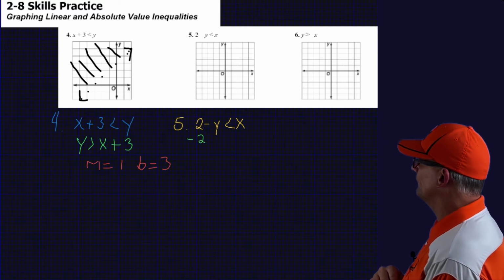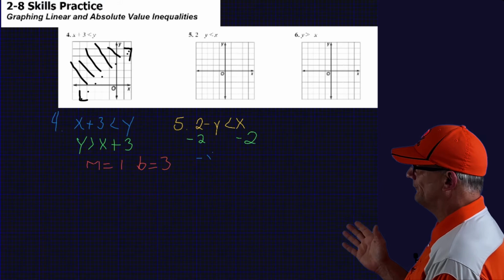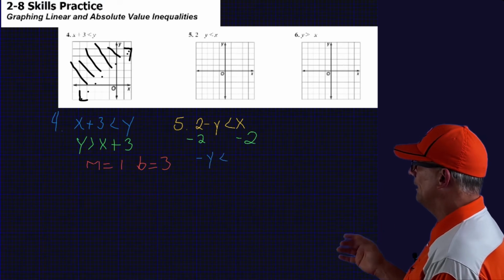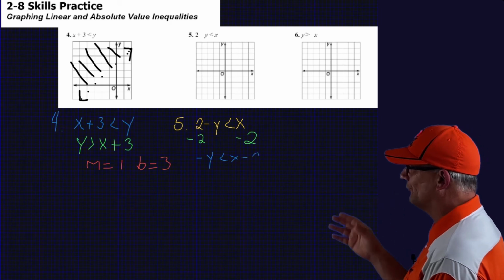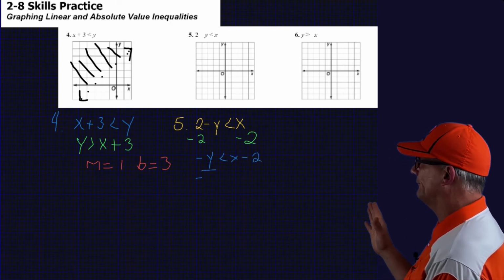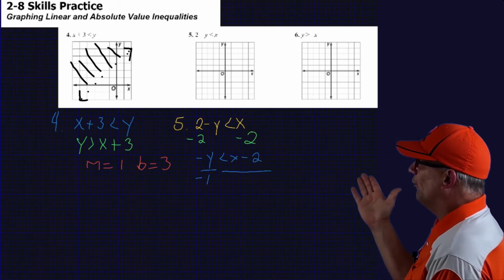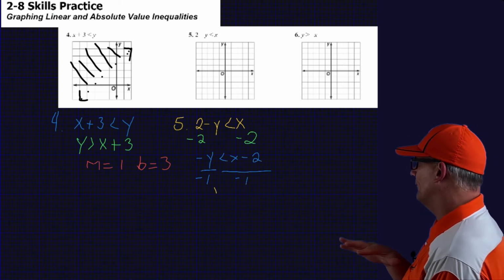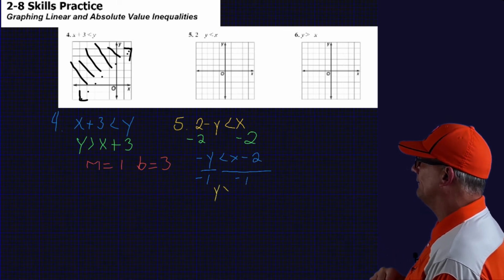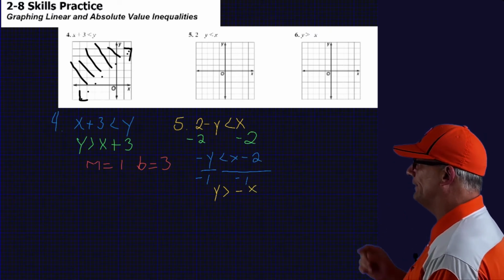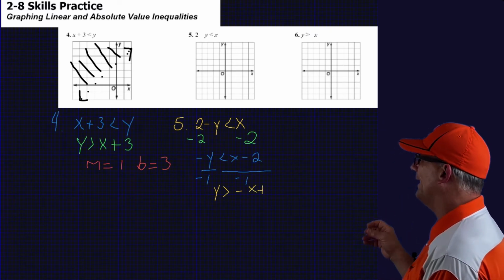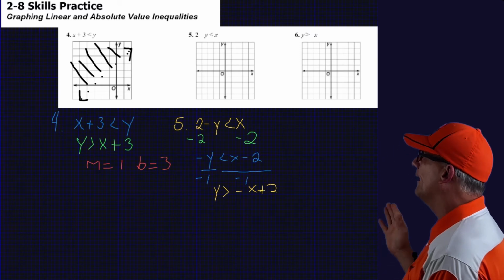All right, number 5, 2 minus y less than x. We have to put it in slope-intercept form, so we'll subtract 2, but we cannot let y stay negative. So we have one more step here. Although it looks like it's slope-intercept, and it is, y cannot be negative. So the math behind that is to divide everything by negative 1, which changes all the signs, and don't forget, it flips the inequality. So y greater than negative x plus 2 now.